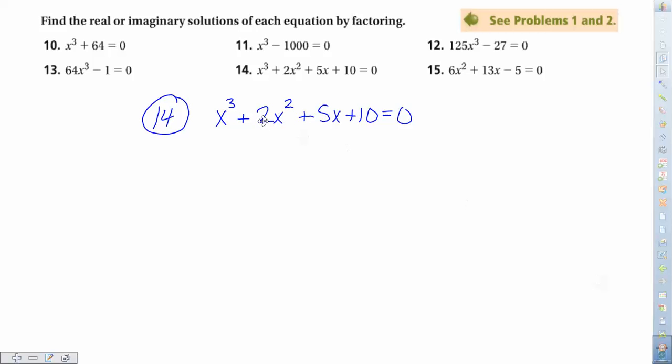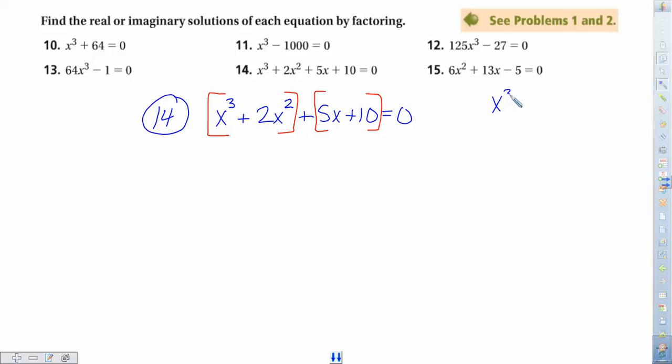A good sign for grouping is when you see a polynomial that has four terms. So the first thing you're going to do is group up the first two terms and group up the second two terms. Do you notice I put those in brackets and not parentheses? I see this at least once or twice a year from students when they try to do this problem.